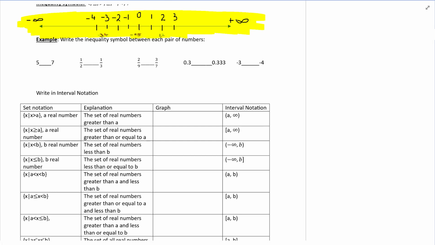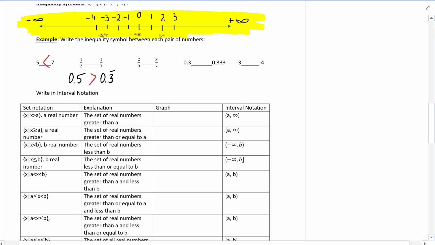So let's see. Write the inequality symbol between each pair of numbers. So 5 less than 7. That's the symbol. 1 over 2 and 1 over 3. Well, how am I going to decide this? I can approximate: 1 over 2 is 0.5, while 1 over 3 is 0.3 repeated. So obviously 1 over 2 is greater than 0.3 repeated.